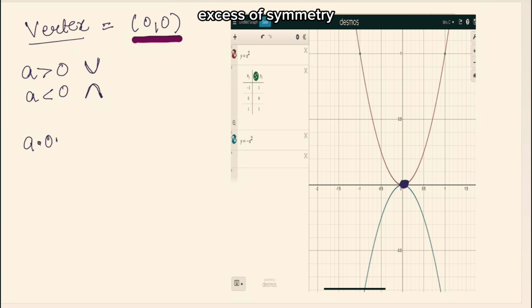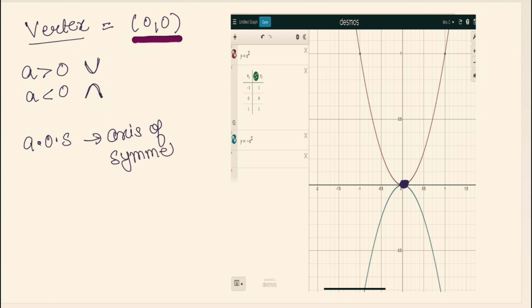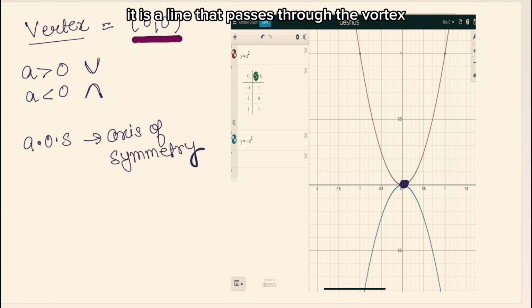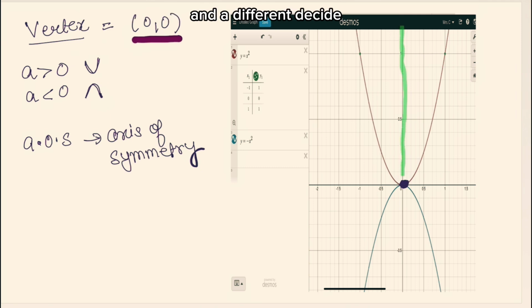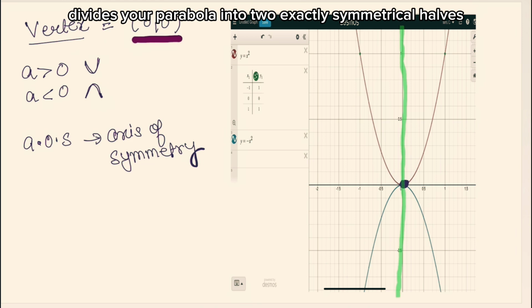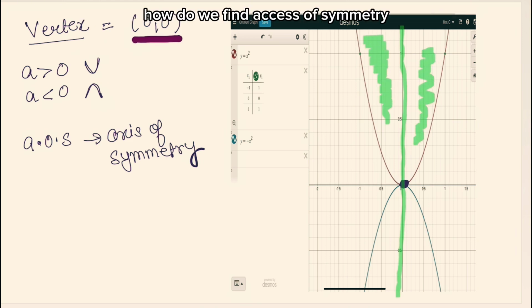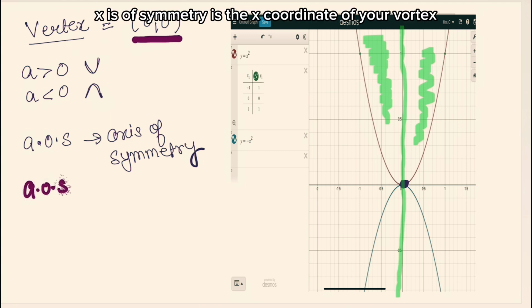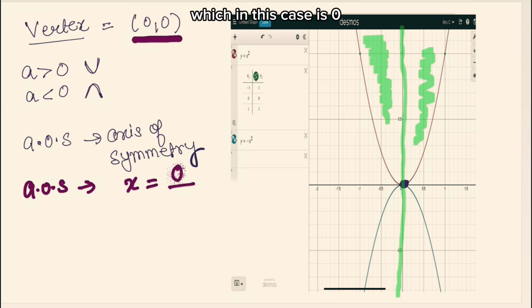Axis of symmetry. It is a line that passes through the vertex, and it divides your parabola into two exactly symmetrical halves. How do we find the axis of symmetry? The axis of symmetry is the x coordinate of your vertex, which in this case is 0.